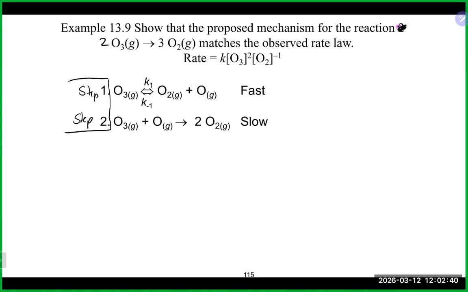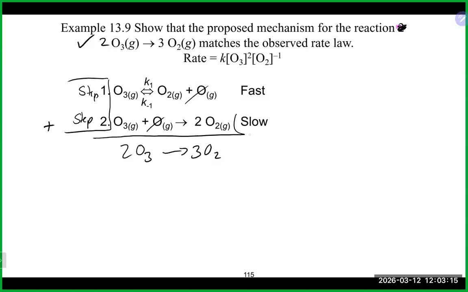To be a plausible mechanism, two things have to happen. You have to have the elementary steps add up to the overall reaction. So we might as well start with that, because if that doesn't work, there's no need to go any further. In this case, we will see O as the intermediate, and everybody on the left, 2 O3 goes to 3 O2. So yes, it does match the overall reaction, so that's good.